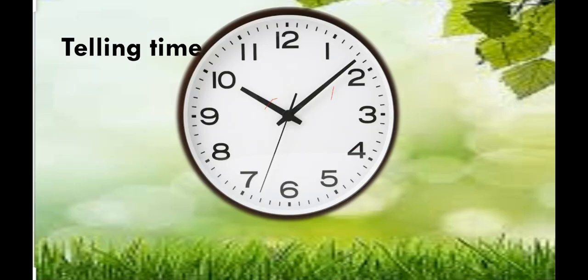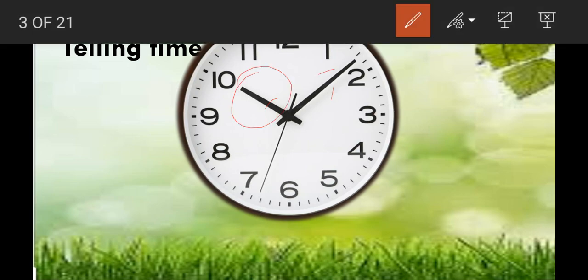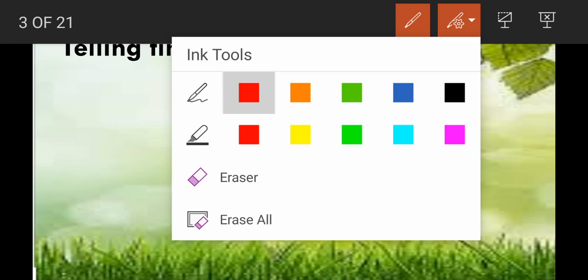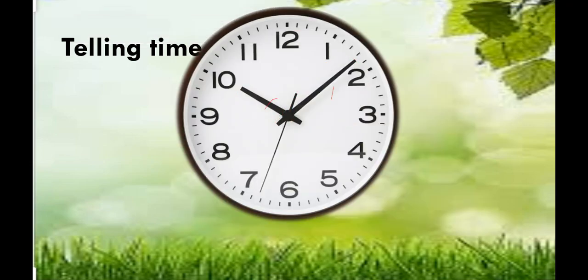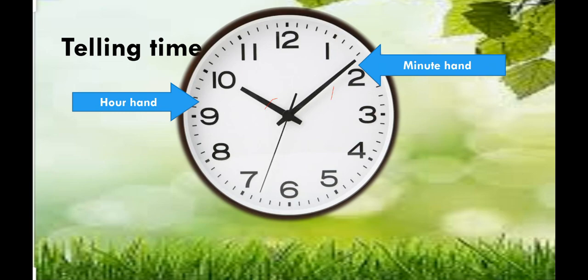Okay, so any clock you take, you can see two hands, two thick needles, will be there. Here in this figure you can see two thick needles, here one, here two. The smallest needle is called the hour hand, and the longest needle is called the minute hand. So these are the two thick needles.